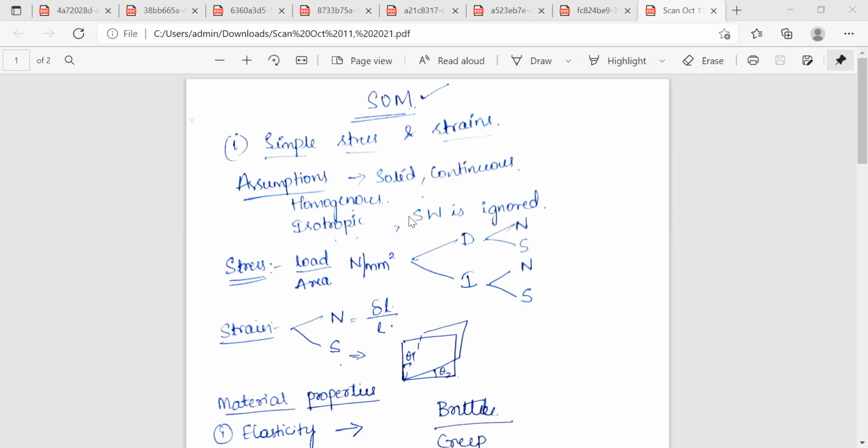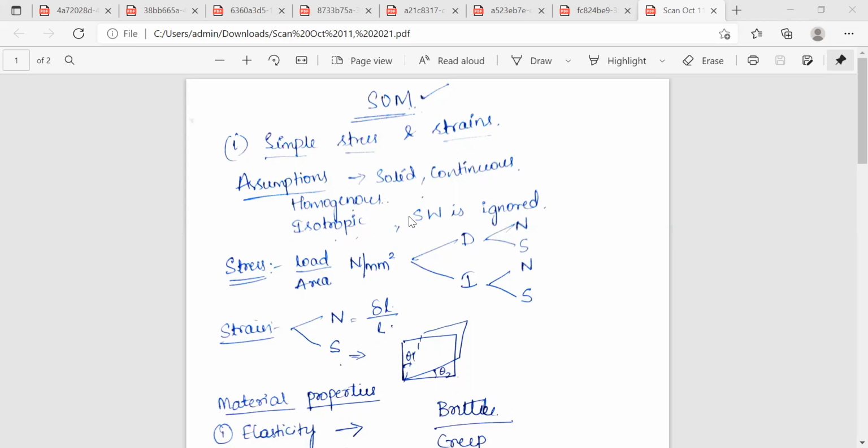So there are assumptions. The assumptions are: the material is solid and continuous, with no cracks and no voids in the material. The material is homogeneous and isotropic. The self weight of the material is neglected. The superposition principle is valid. And there are limitations also.